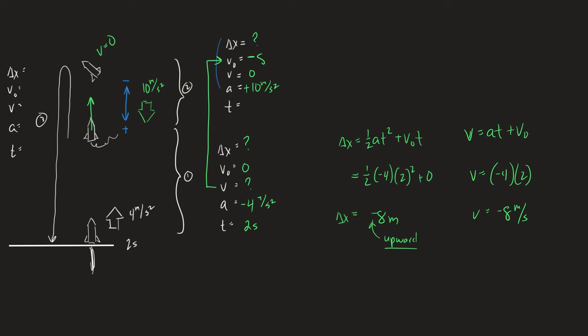Now, that 8 meters per second now gets applied here. And we're going to use that to figure out what the displacement is. I need a relationship that has those 4 things in it. And I think v squared minus v naught squared equals 2a delta x. So 0 minus -8 squared equals 2 times 10 times delta x.